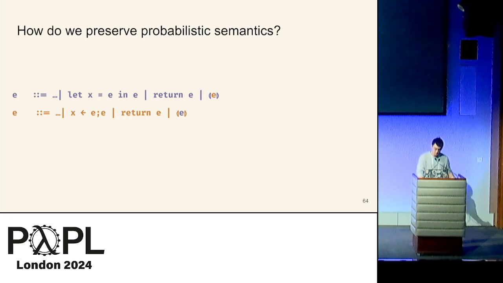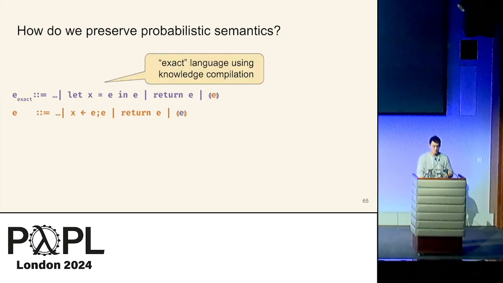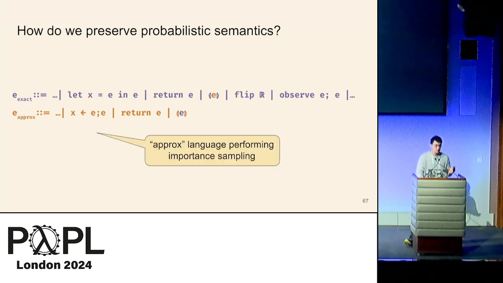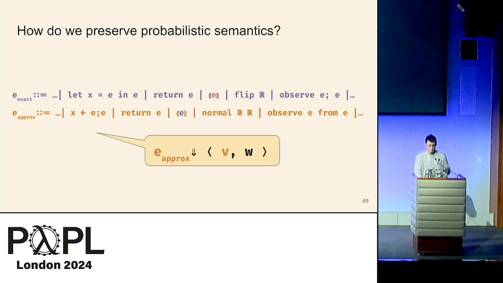Well, let's take this purple language. Let's call it our exact language, which does knowledge compilation. We'll make it a full probabilistic programming language, and we'll have expressions in this language compile to distributions. Our orange language will do approximate inference and importance sampling. We'll make it a language that compiles down to weighted values.